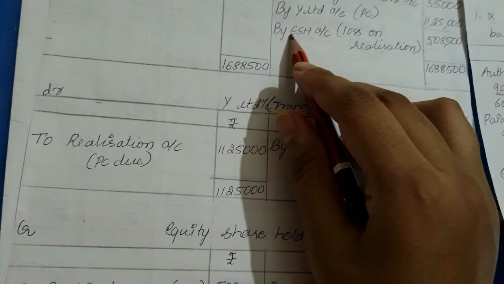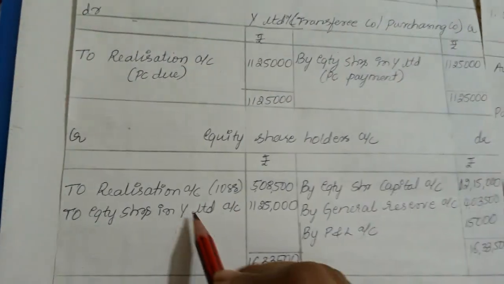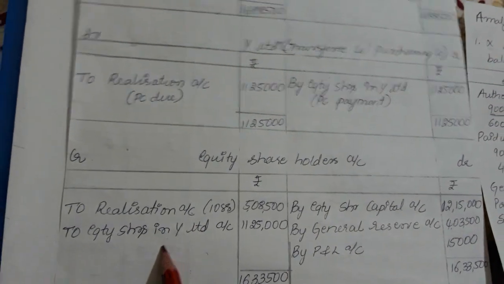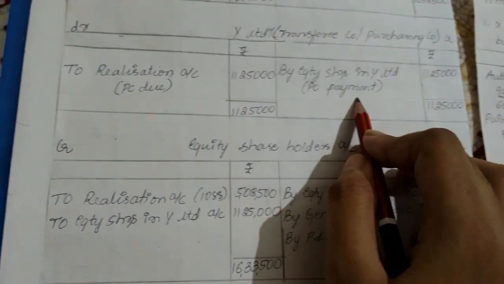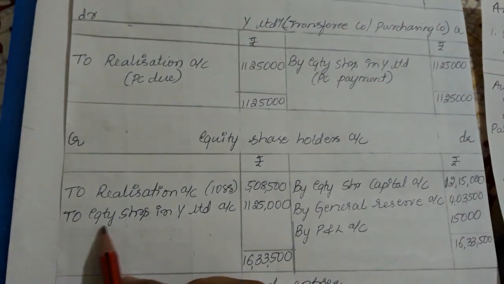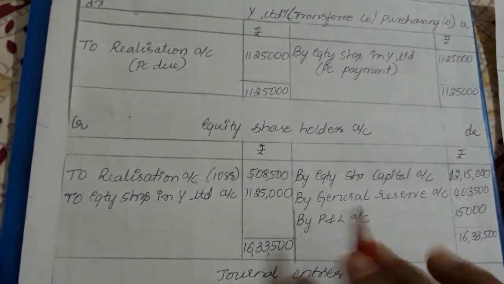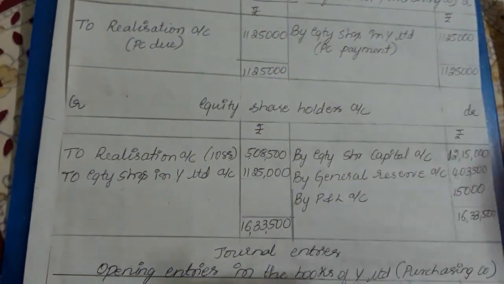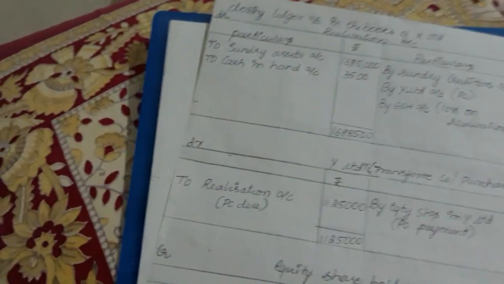So this is realization loss, loss on realization. You see, what we have debited there is credited here, so if it is credited there, obviously we will be debiting here. And here we have credited by equity shares in Y Limited, so if it is debited here, it is credited to the equity shares in Y Limited account. You will have 25,000. So this account has been tallied for now. Done.